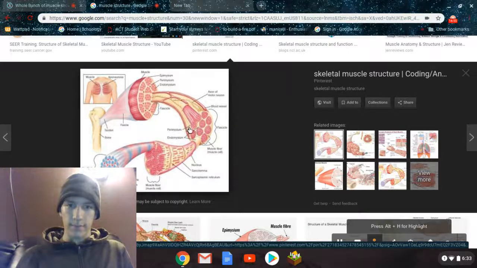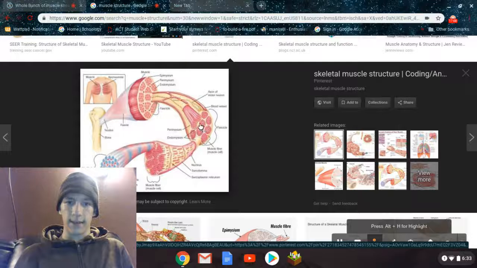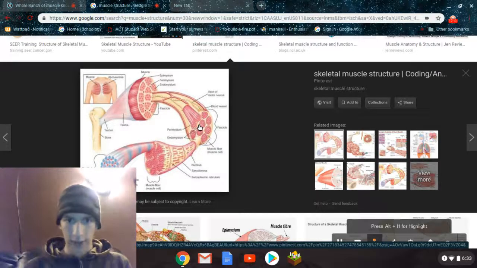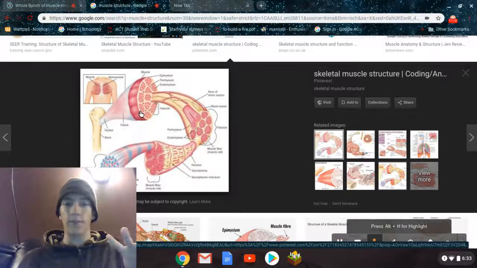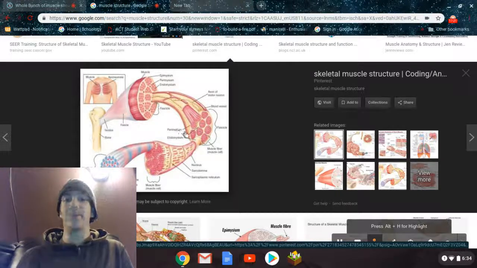So there's the perimysium, then the endomysium, and then within each of these little groups, which are actually the single muscle cells. So each of these is a muscle cell, and they can get really thick, but you only have so many muscle cells in any given muscle, but they can get real fat real fast. And that's a good thing. You want fat muscles because that means they're strong.